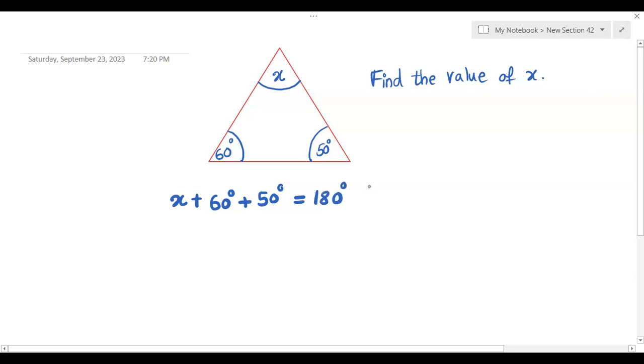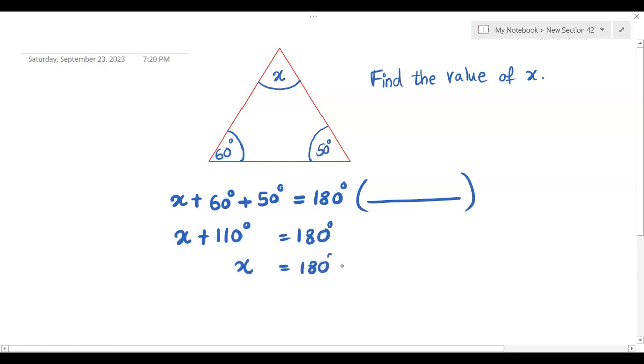So how do I write this? Because we know that the sum of the interior angles of a triangle is equal to 180. If you are asked to write the relationship or the reason, you can write that: the sum of the interior angles of a triangle equals 180. Then we have obtained an equation. Now 60 and 50 can be added, so x plus 110 equals 180. It is a simple equation. We can solve this and find the value of x by subtracting 110 from 180. It is 70 degrees. X equals 70 degrees. Okay, please write down this question.